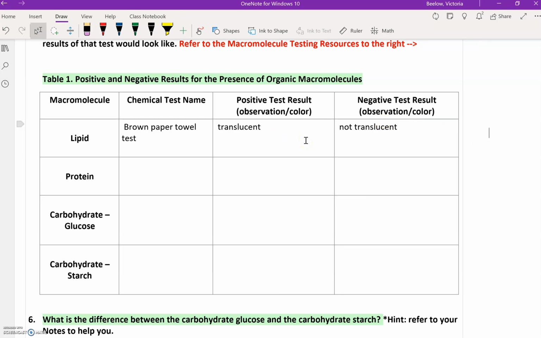So when you hold up that paper towel to the light, if there are lipids present in that solution or whatever it is you're testing, it would be see-through and translucent. If there is no lipids present, it would be not see-through and not translucent.